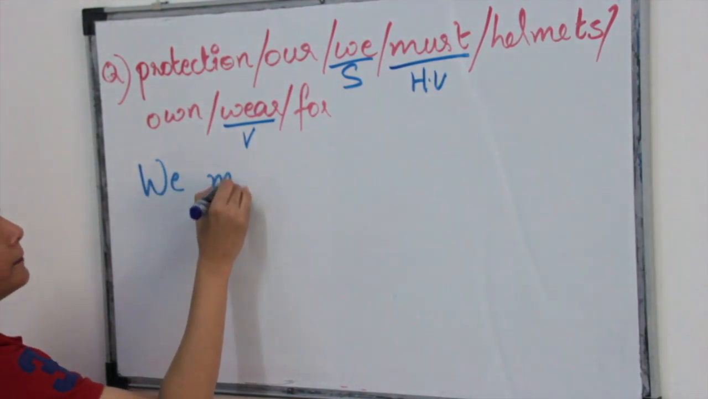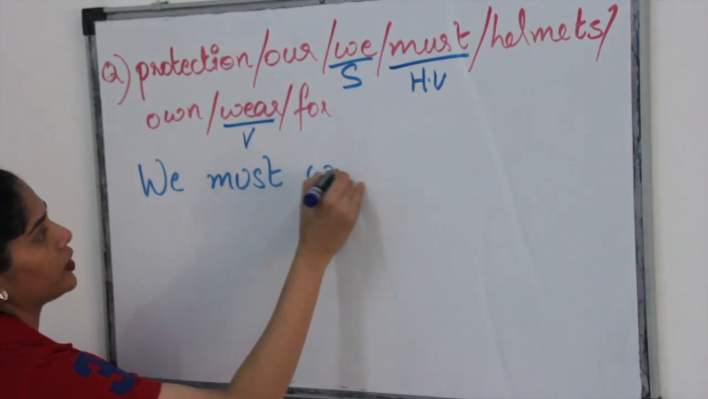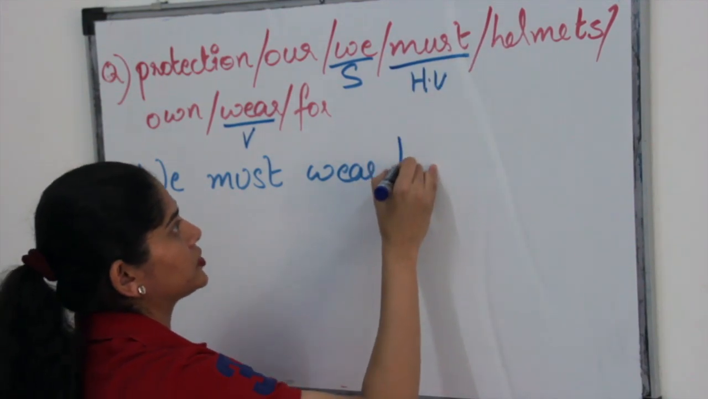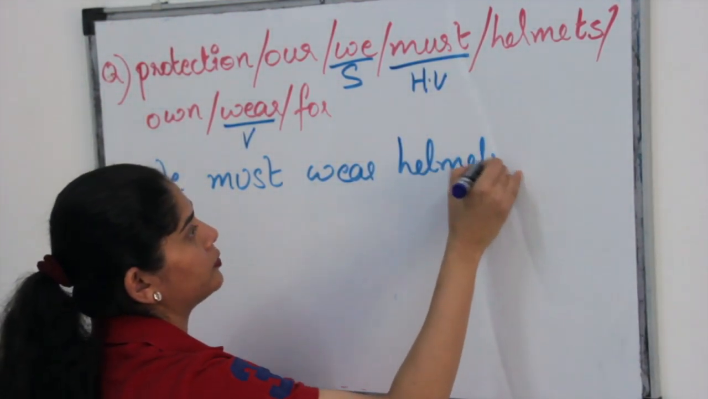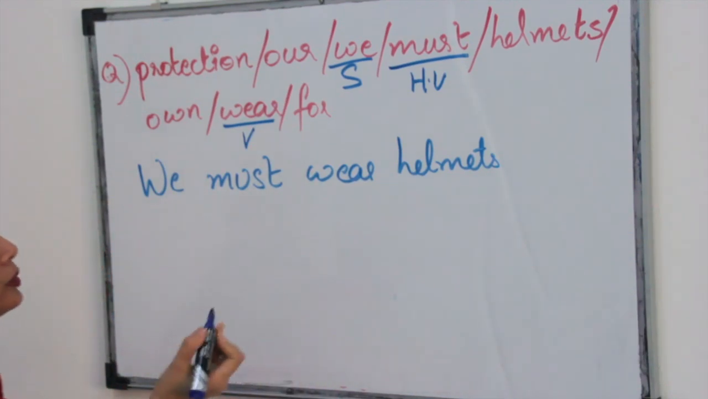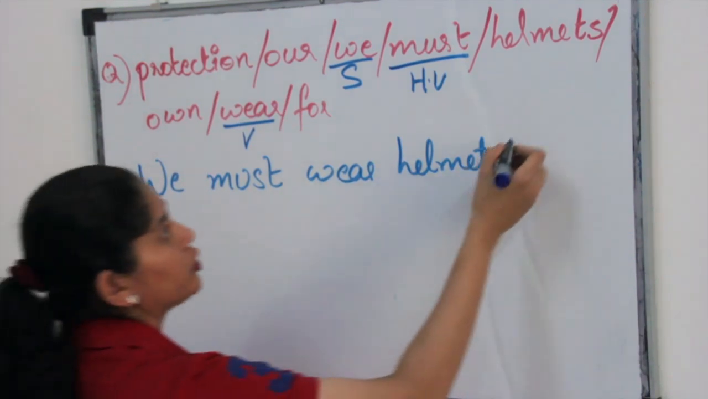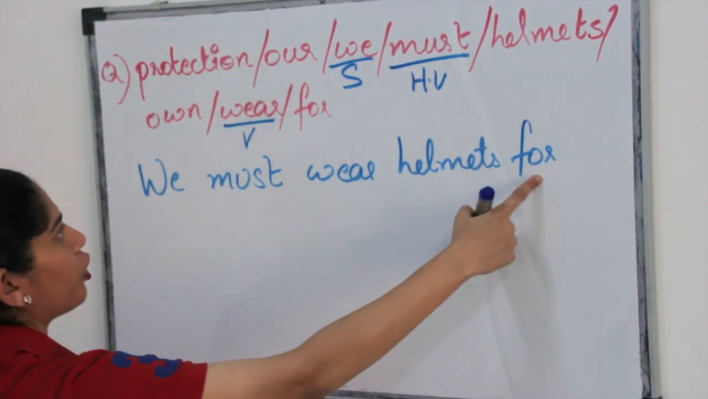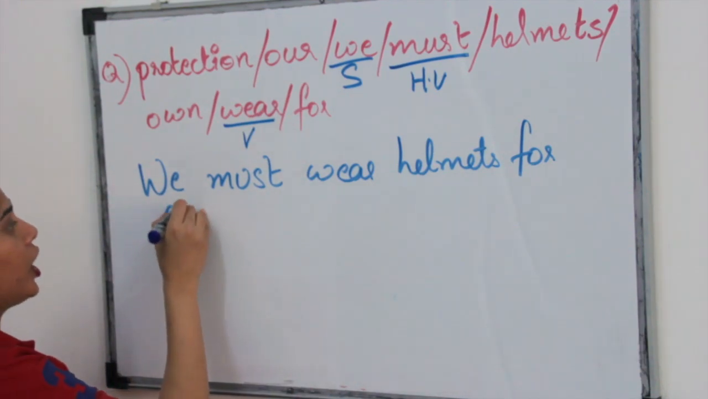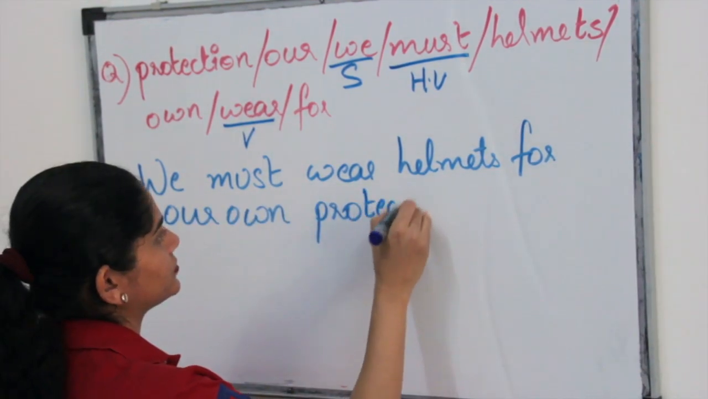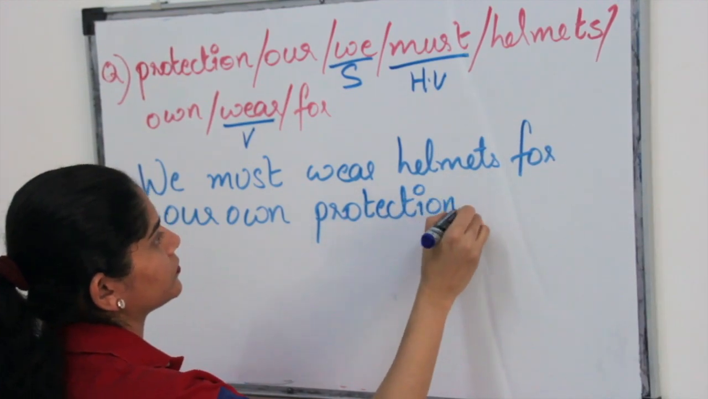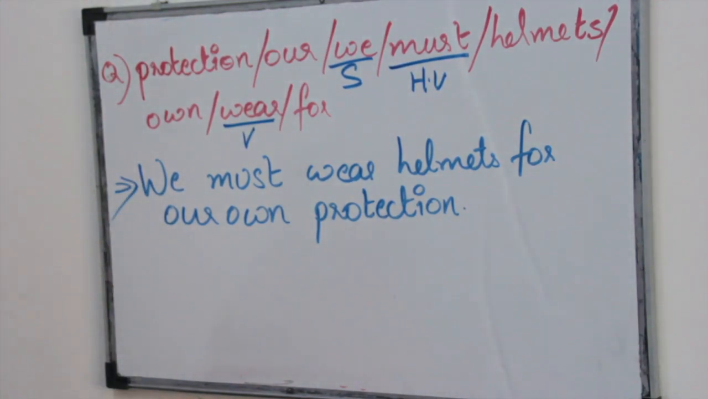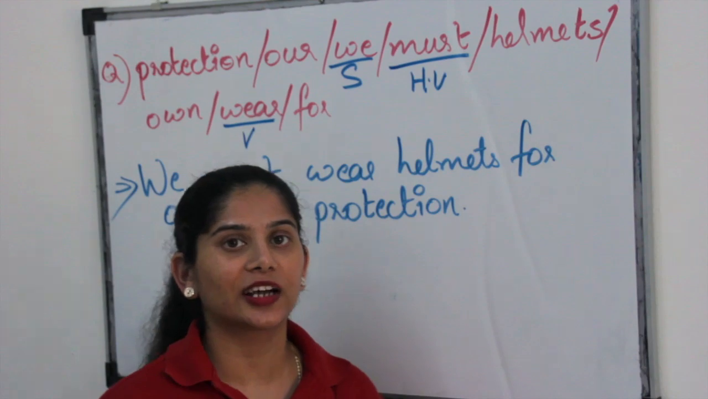We must wear. What should we wear? We cannot wear protection. We cannot wear fur. We can wear only helmets. Helmets protection cannot come. Helmets own cannot come. So helmets for protection, it's correct, but still 2 words are remaining. So for whose protection? For our own. I think it's clear. We must wear helmets for our own protection. This is how the sentence is framed.